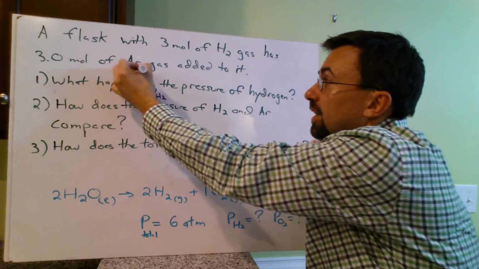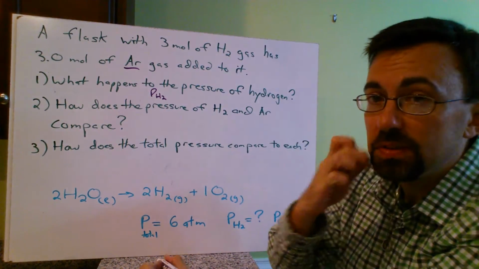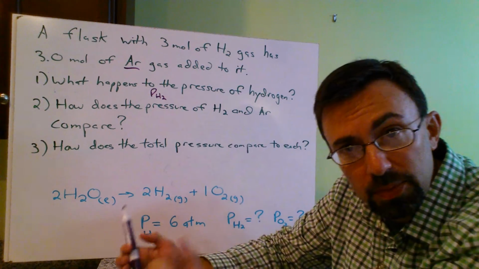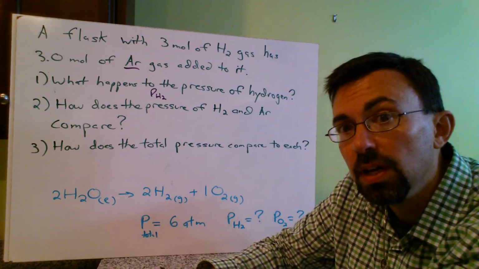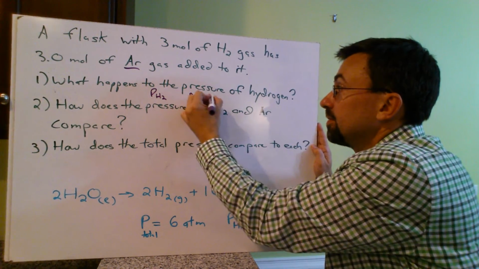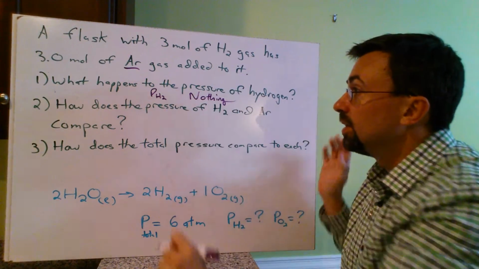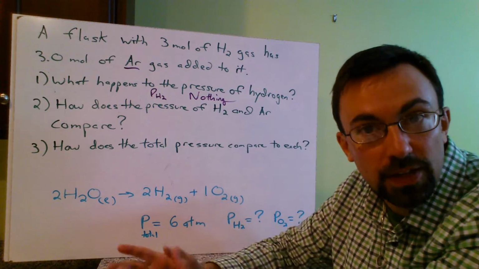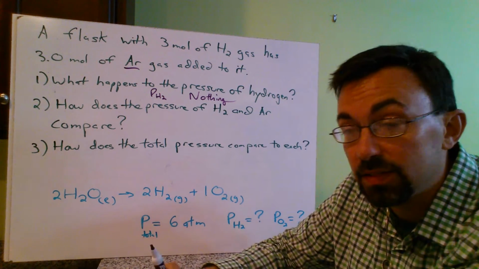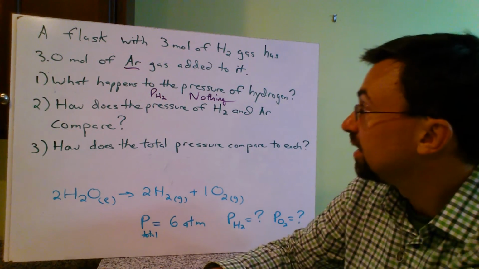Well, if we add argon, does that change the number of hydrogen molecules or how often those hydrogen molecules strike the outside of the container or the temperature of those hydrogen molecules? And the answer is no. So this really has no effect. So nothing is the answer. So if you add in another gas, it doesn't affect your calculations, it doesn't affect the pressure. It affects the total pressure. Obviously, the container has more things in it, but not of the hydrogen.